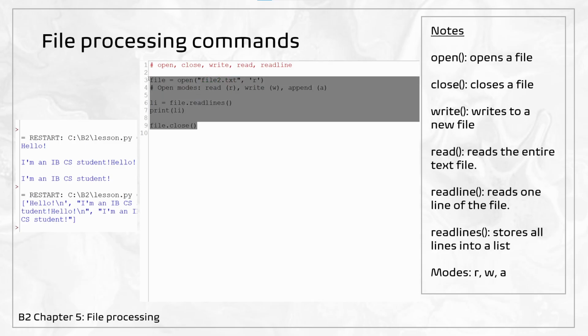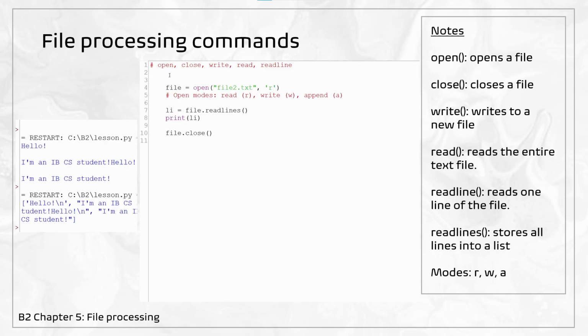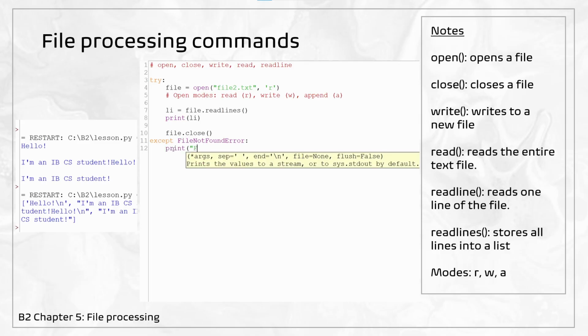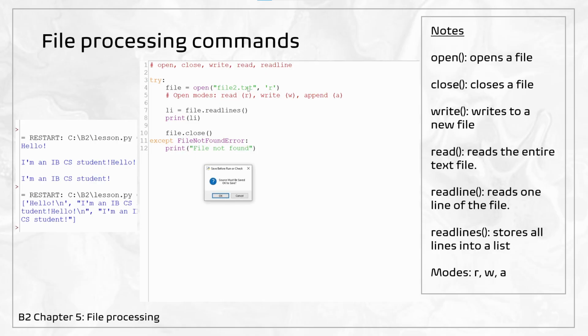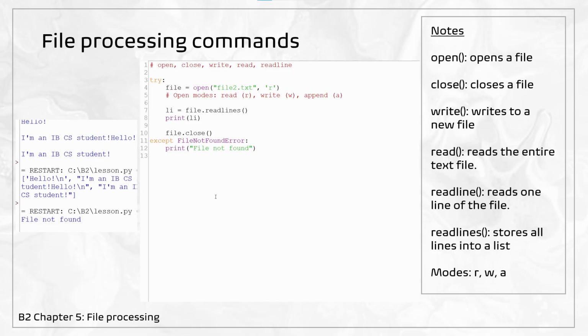Well, what we can do is just indent this one line, and we can write try. And then down here, we can write except FileNotFoundError. And inside of here, we can just write whatever we want. So we can just say print file not found. And now if you run it, because file2 doesn't exist, obviously it's going to stop at this line, and then it's going to go into this except block. So what we should get is this file not found.